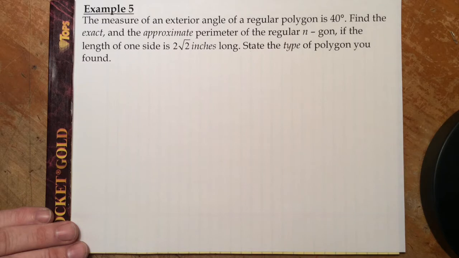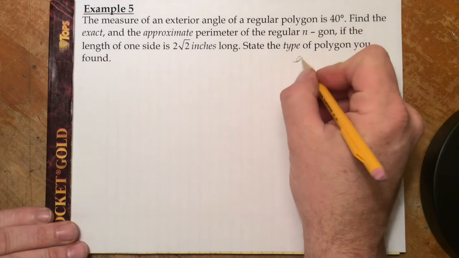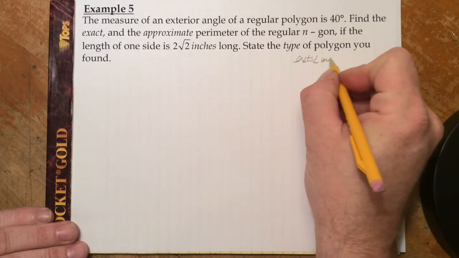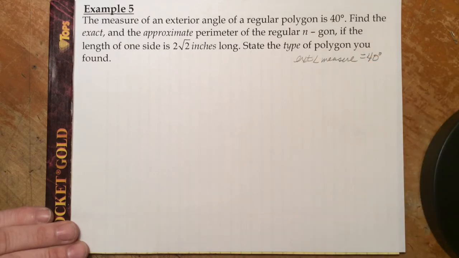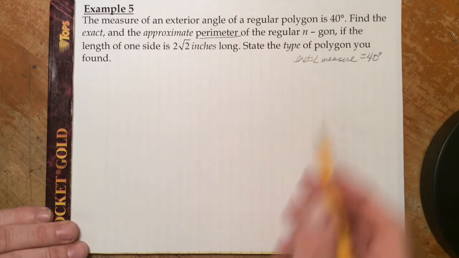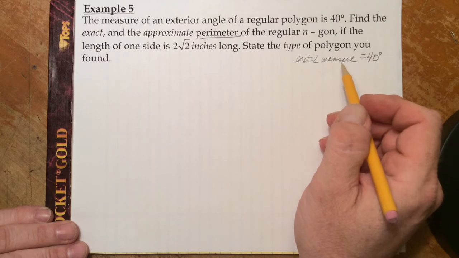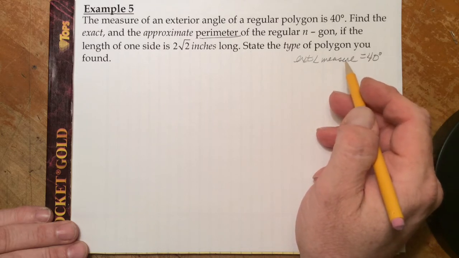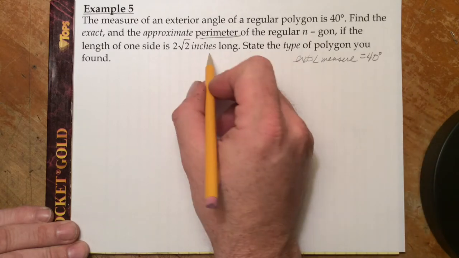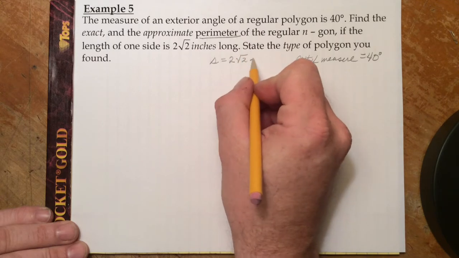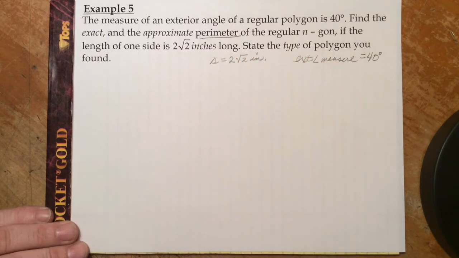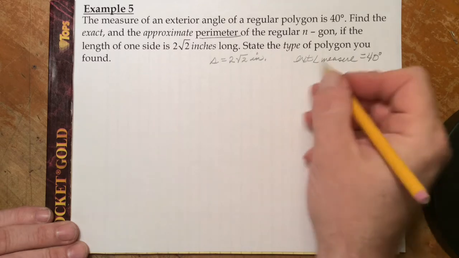Example 5. The measure of an exterior angle of a regular polygon is 40 degrees. Find the exact and the approximate perimeter of the regular n-gon, or regular polygon, if the length of one side is 2 times the square root of 2 inches long. So the length s of a side of the polygon is, in this case, 2 times the square root of 2 inches. And we need to find n first.